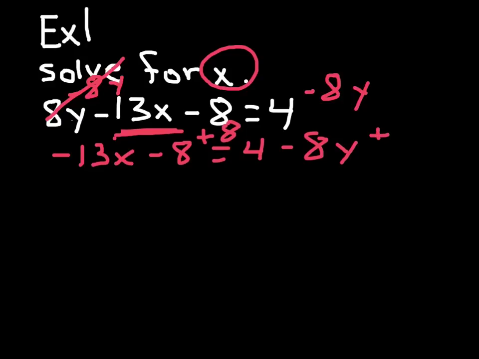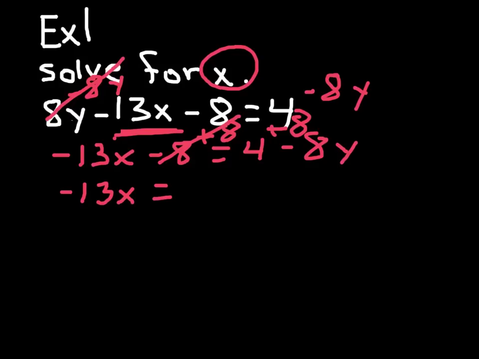And you know what? I'm going to add that 8 in a little different place over on the right side. I'm going to add it right here, and you'll see why in a little bit. So on the left side, subtract 8, add 8, they cancel. And I have a negative 13x left, which is good because I want to get that negative 13x by itself.